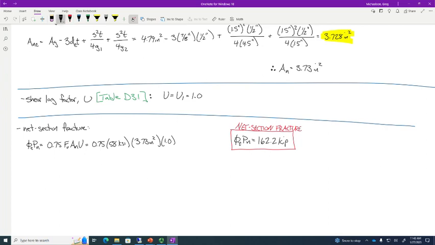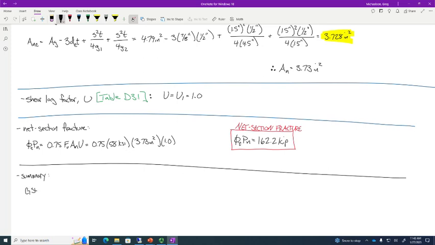So, to summarize, for gross section yielding, we got 155.2 kips. And for net section fracture, we got 162.2 kips. So it looks like we did all of that for nothing. And that was our answer all along.